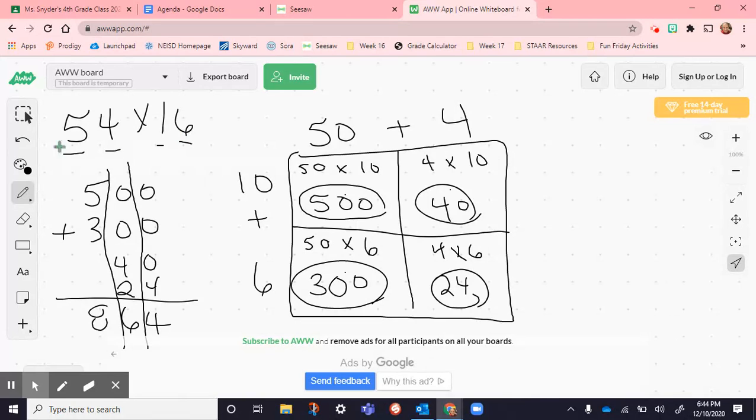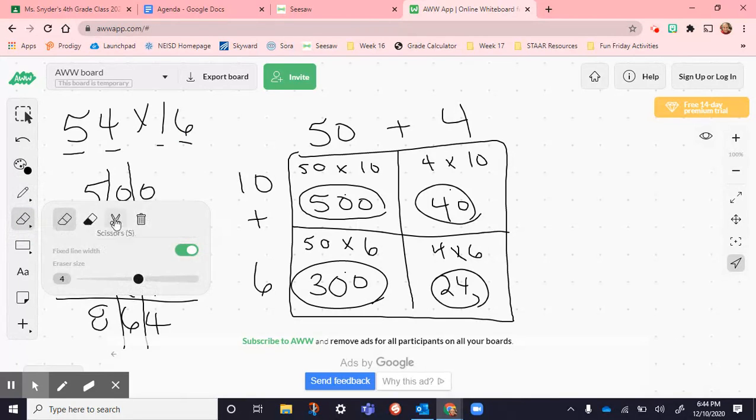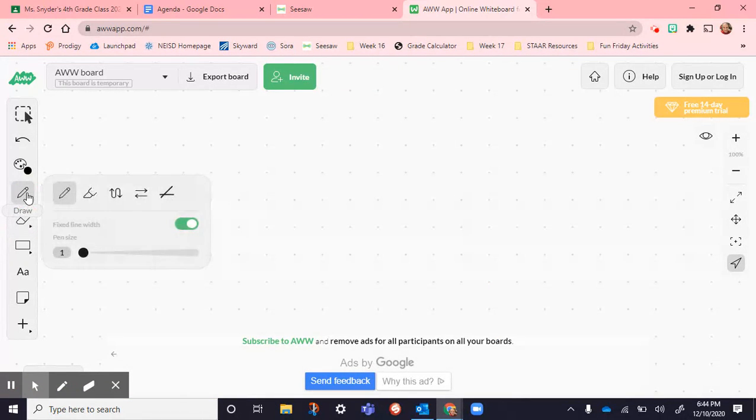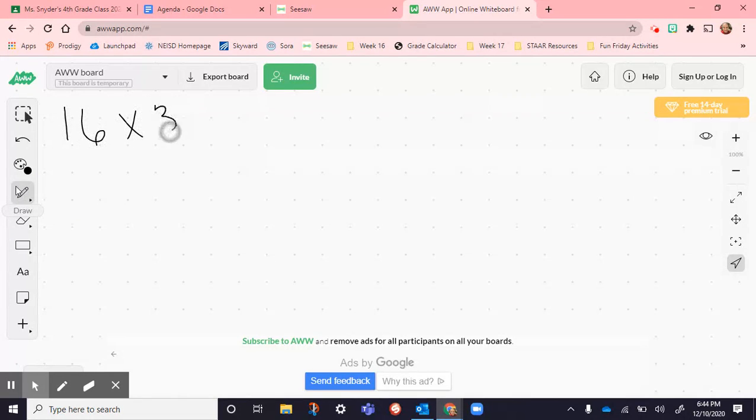So let's try one more. So let's do 16 times 32. So here I'm going to do it a little bit differently. Instead of using the box, I'm just going to use the distributive property. And so I'm just going to write them out.